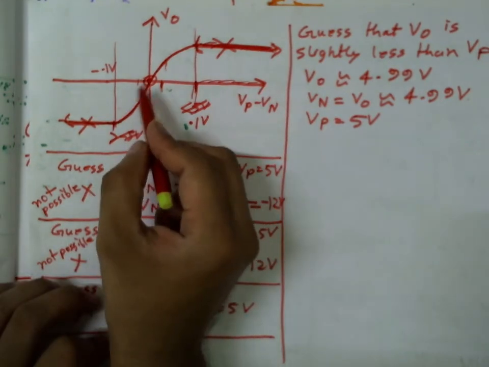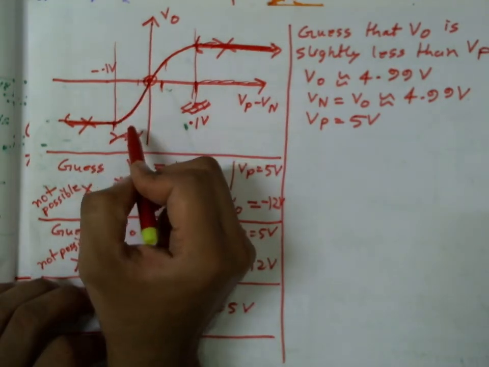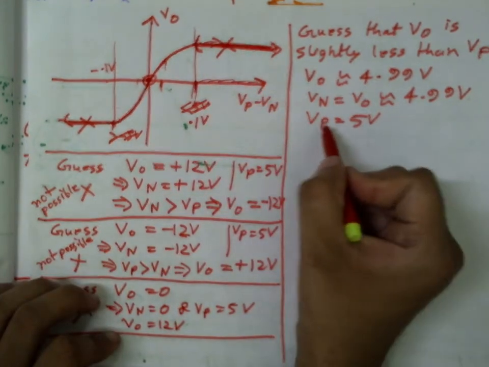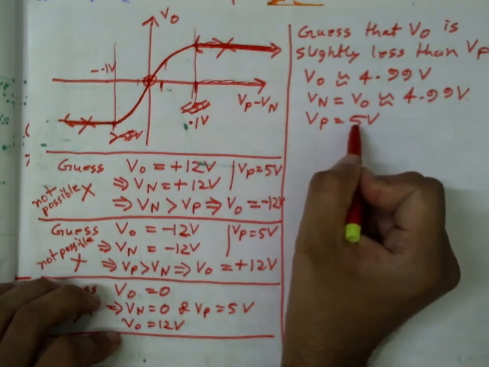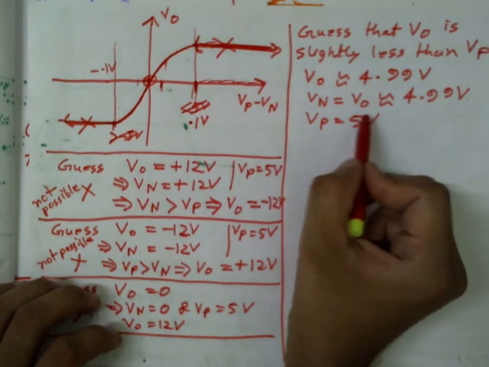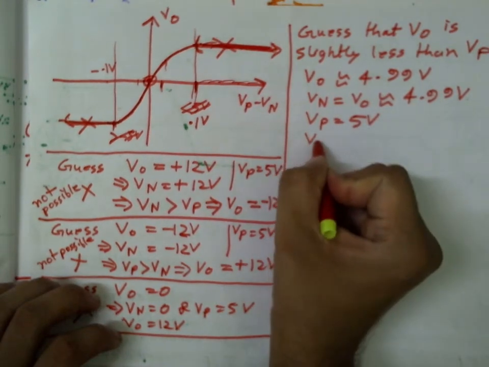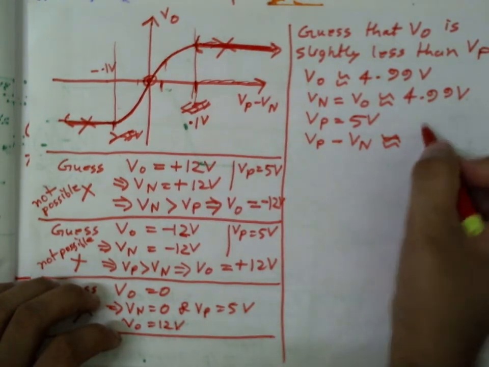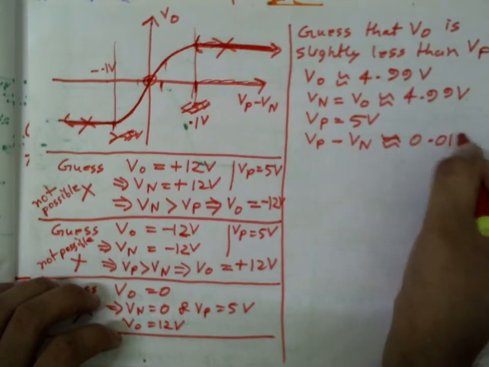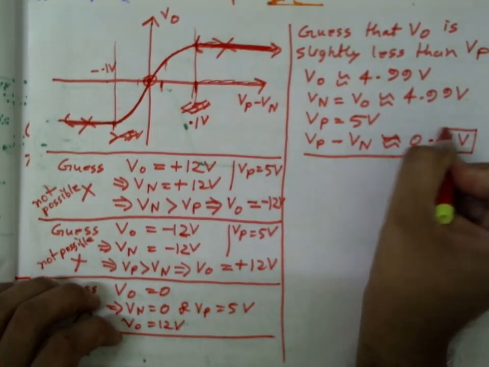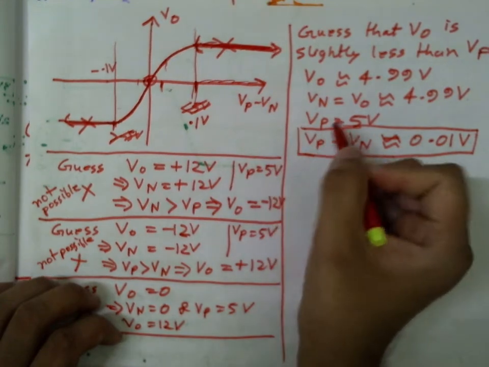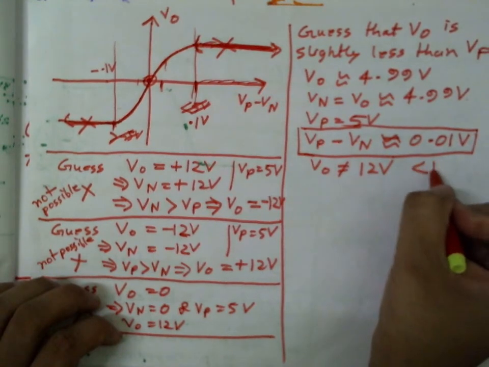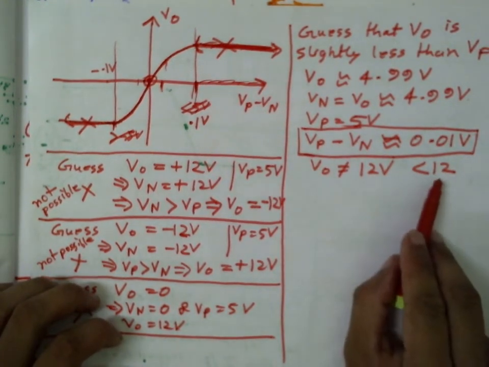So then the output will not be fully positive or fully negative. The op-amp cannot go to full positive or full negative value. Although Vp is higher, the output will not be 12 volt because it's not sufficiently higher. This difference Vp minus Vn is only about, say in this case, 0.01 volt. And this is not a large difference. So the output VO will not be 12 volt, it will be rather less than 12 volt.